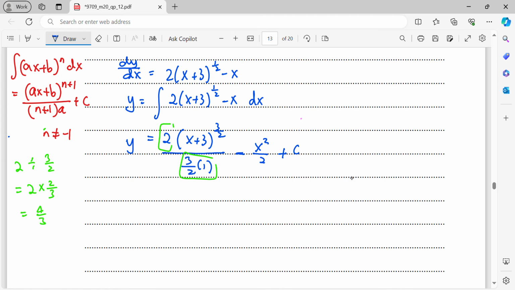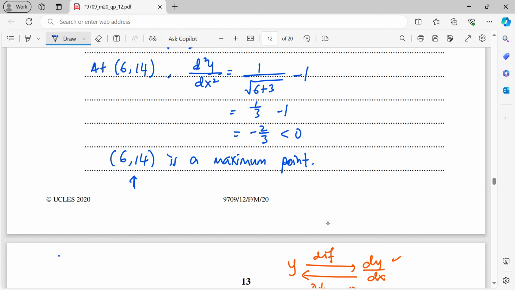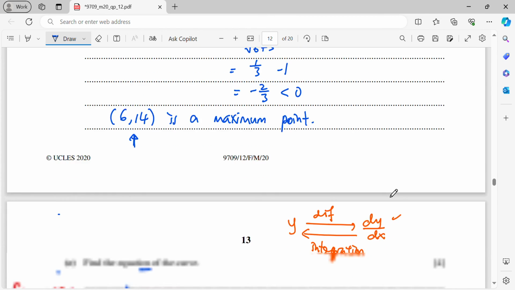So this is going to be y equals 4 over 3 times (x + 3) to the power of 3 over 2, minus x squared over 2, plus c. Now, we need to get the complete equation of the curve, which means we need to calculate the c. So for the c, we will just use the stationary point, (6, 14).